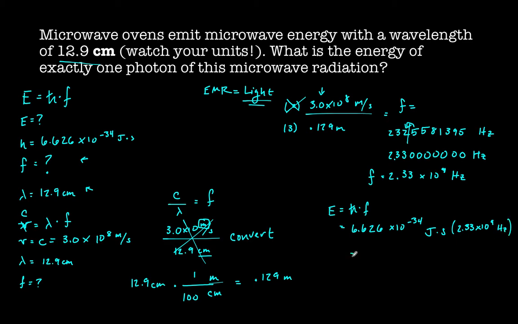If I plug this in, I'm going to get a very, very small number: 2.33 e to the 9th times 6.626 e negative 34th, with 3 sig figs, again for my frequency, should be 1.54 times 10 to the negative 24th joules. That is going to be my energy for problem number 1. Let's go on to problem number 2.